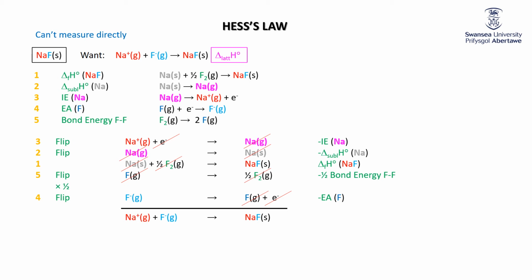And when you add all those flipped energies up, you're going to get the lattice energy. One way that you'll sometimes see this is that the lattice energy is just equal to the heat of formation minus the heat of sublimation minus the ionization energy minus half the bond energy minus the electron affinity. So that's effectively what we're able to do in class.